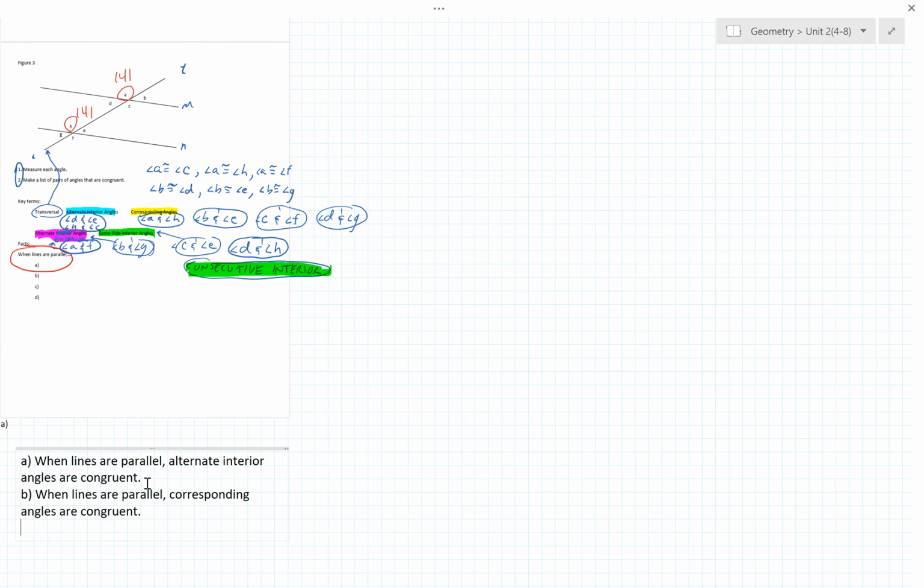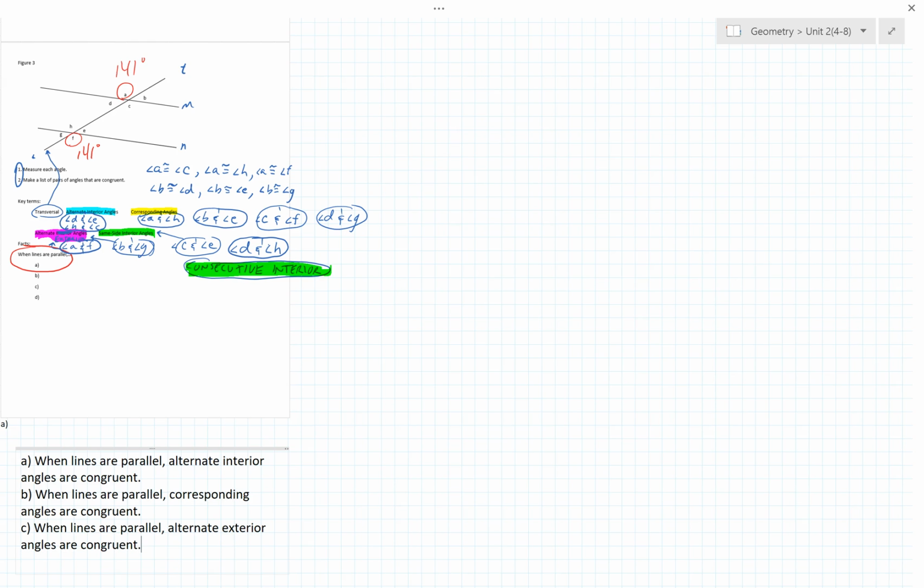Okay, and now let's look at a pair of alternate exterior angles. So that was, for example, A and F are alternate exterior. They are both 141 degrees. So those appear to be the same, so we'll make a similar statement about those. So when lines are parallel, statement C, when lines are parallel, alternate exterior angles are congruent.